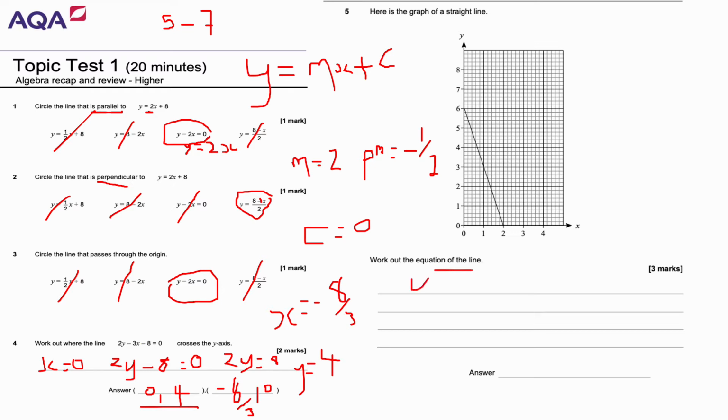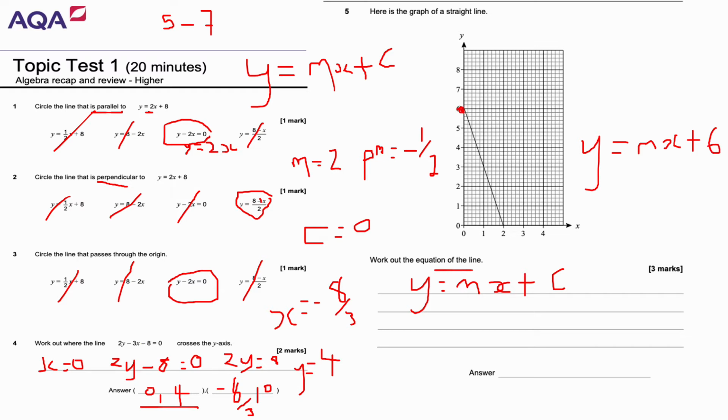So the equation of a line is in the form y equals mx plus c, where m is your gradient and c is your y-intercept. Straight away, I can work out the value of c because it crosses the y-axis at positive 6. So I know that my equation is going to be y equals mx plus 6. Straight away, I've bagged a mark there just by identifying the key feature of the graph.